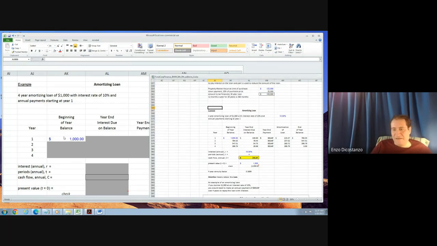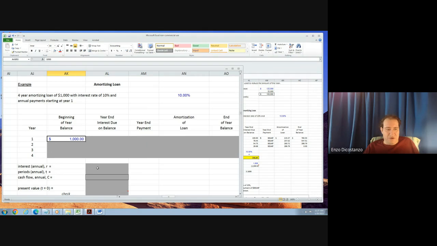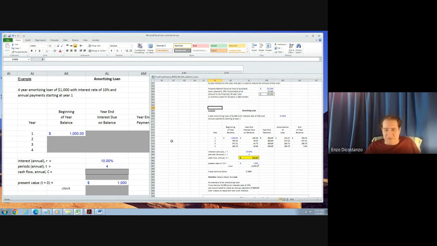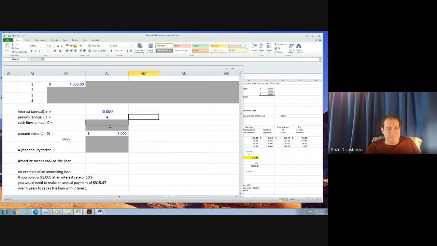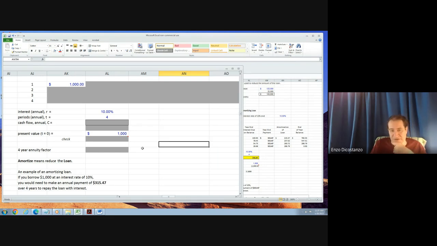And now this is interest due. You're talking 4 years, 10%, and $1,000 present value. We have this annuity factor that we're going to get to in a second. But let's work out the table. Actually, no, we have to figure out the cash flow, so we need to start down here.